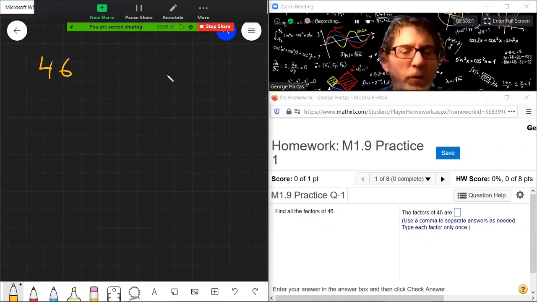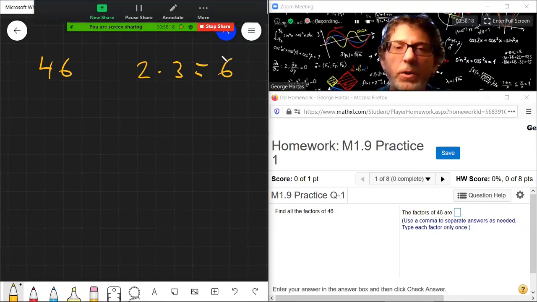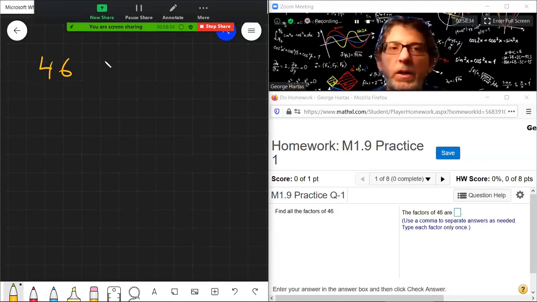So to review from the last video, a factor is a number that multiplies with another number to give you the product. For example, 2 times 3 is 6. 6 is the answer or the product. The 2 and the 3 are called factors because these are numbers that multiply with each other to give you something else. So what we have to do for this problem here is find all the factors.